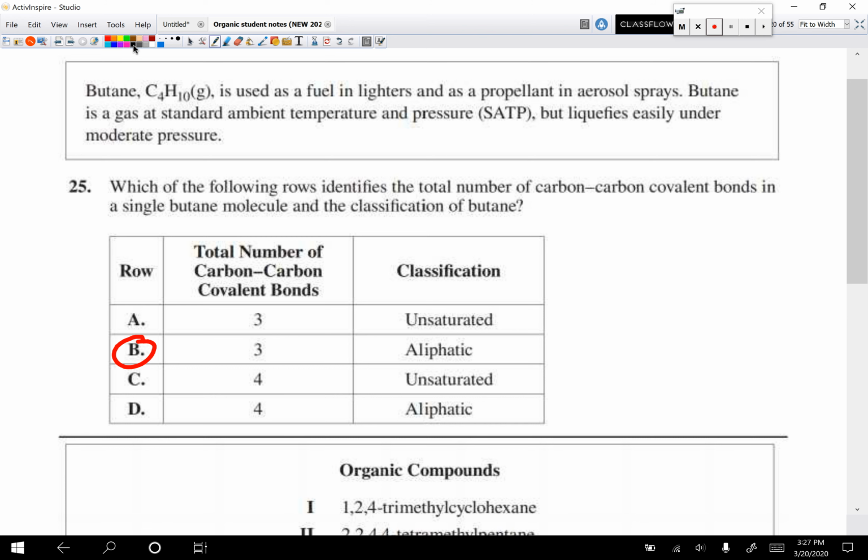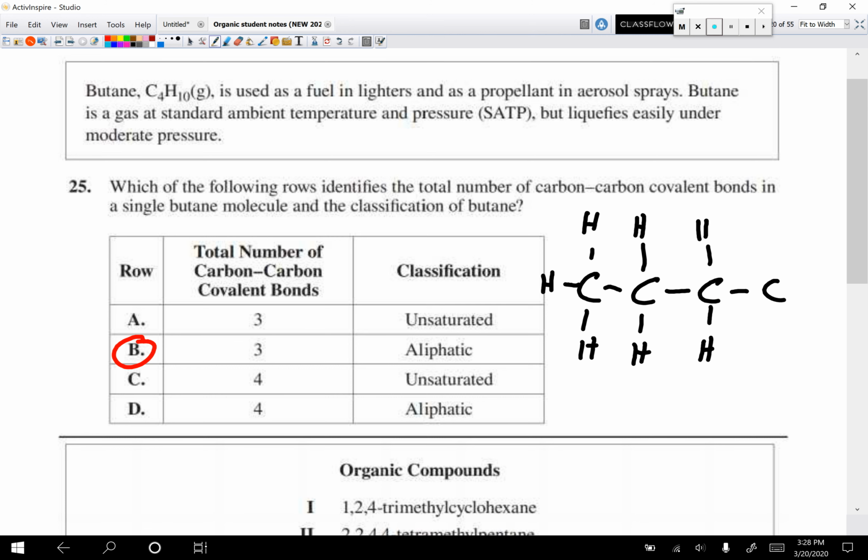And the reason for that is when we look at our question, which of the following rows identifies the total number of carbon-to-carbon covalent bonds in a single butane molecule and the classification of butane? So, of course, we need to draw out butane, right? So butane is C4H10. Now, once again, you don't need to do structural, but it does help to really view what's going on. So when we look at the amount of single carbon-to-carbon covalent bonds, we have 1 bond, 2 bond, 3 bond. So there's 3 covalent bonds within this molecule.